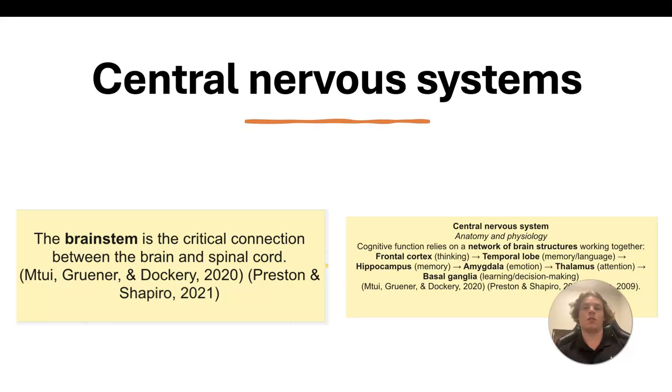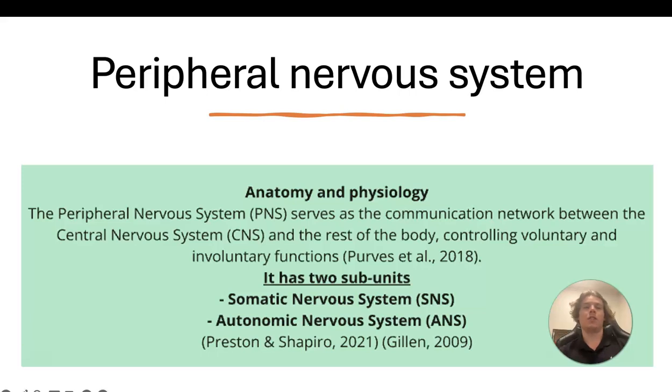The brainstem is a critical link between the brain and the spinal cord, responsible for autonomic functions, sensory motor relay, and basic survival mechanisms. From the central nervous system, we move to the peripheral nervous system, which connects the brain and spinal cord to the rest of the body, controlling movement and vital function. It has two divisions: the somatic nervous system for voluntary movement and the autonomic nervous system for autonomic function like heart rate and digestion.